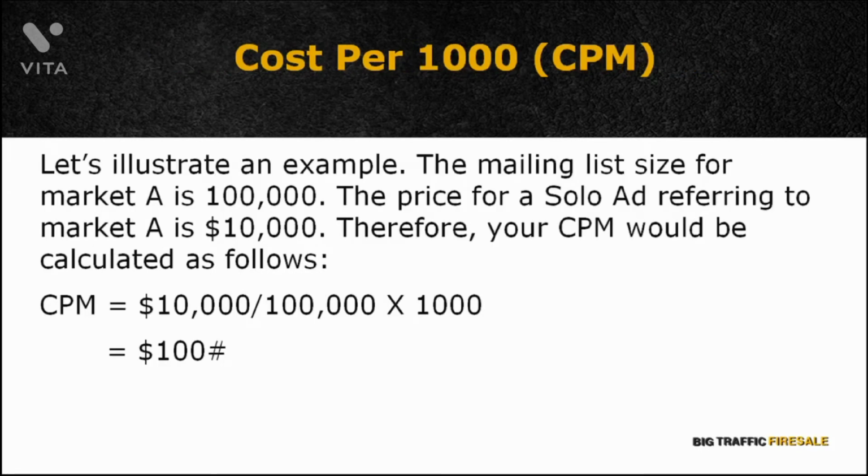Let's illustrate an example. The mailing list size for Market A is 100,000. The price for a solo ad referring to Market A is $10,000. Therefore, your CPM would be calculated as follows: CPM equals $10,000 divided by 100,000 times 1,000, which equals $100. This means it'll cost you $100 to reach 1,000 audience in Market A. The cost to purchase your solo ads is dependent on the market. But remember, our rule is to start small and grow bigger as you go. Do not pay a fortune if you are still new to the scene.